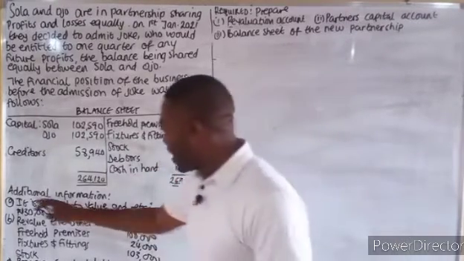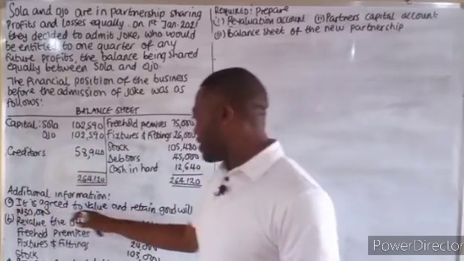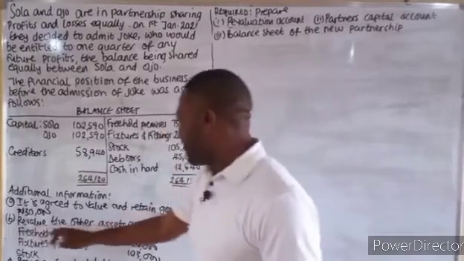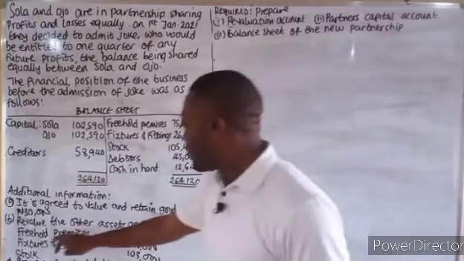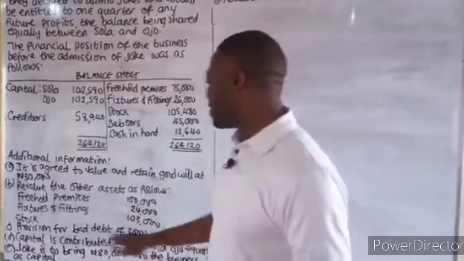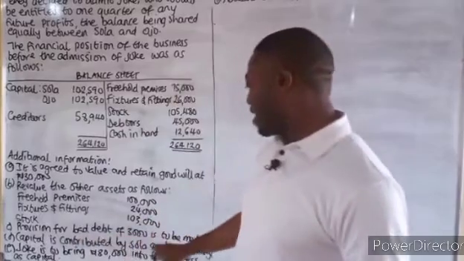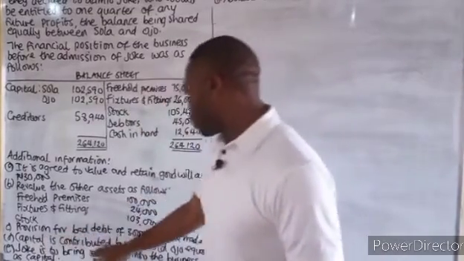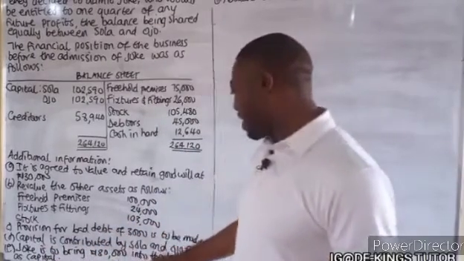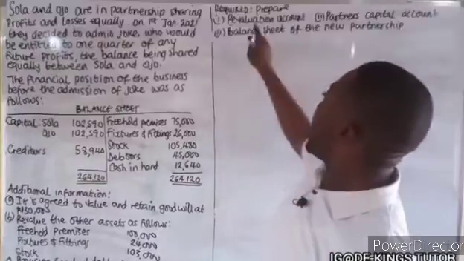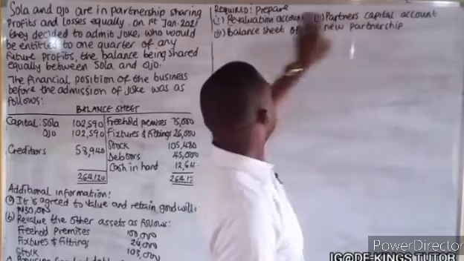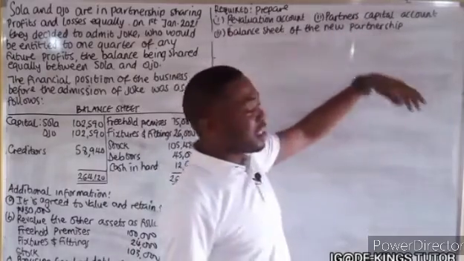Now, additional information. A, it is agreed to value and retain goodwill at 30,000 naira. B, revalue the other assets as follows: freehold premises 100,000, fixtures and fittings 24,000, stock 103,000. C, provision for bad debt of 3,000 is to be made. D, capital is contributed by Sola and Ojo equally. And E, Joke is to bring 80,000 into the business as capital. Required: prepare one, the revaluation account, two, the partners' capital account, and three, the balance sheet of the new partnership.